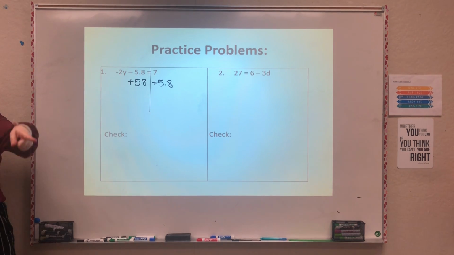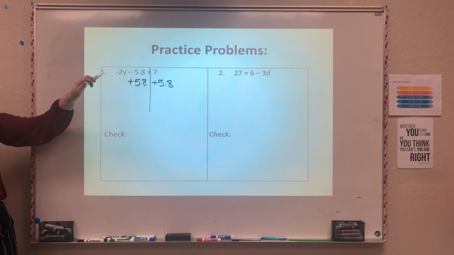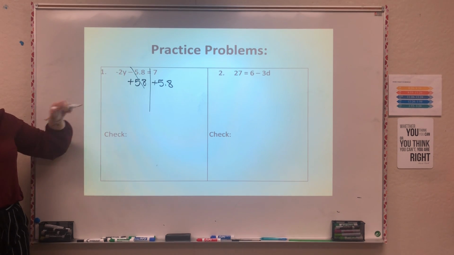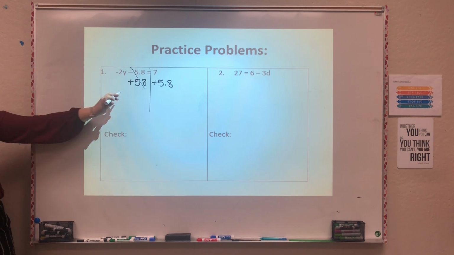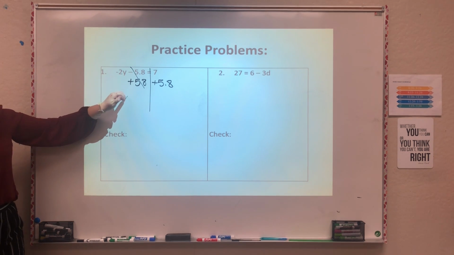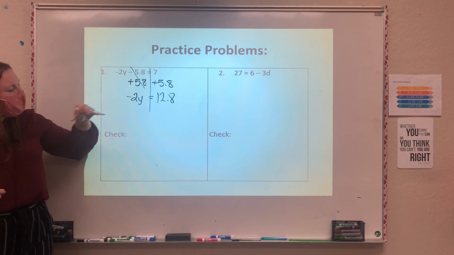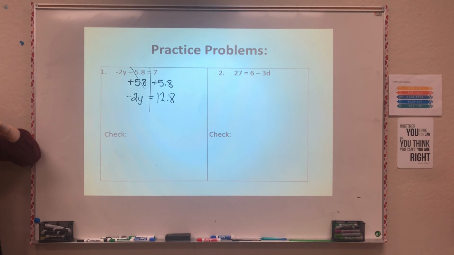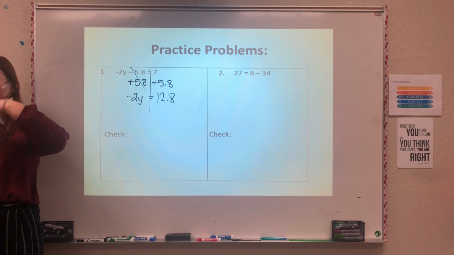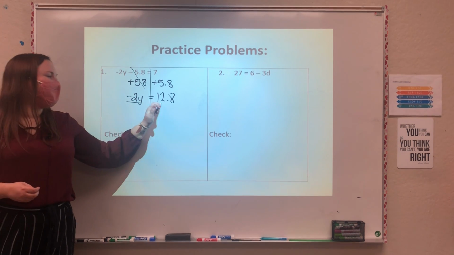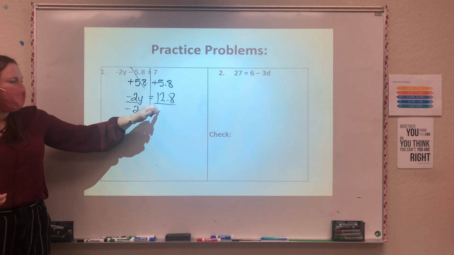And when you add 5.8, Francis, I heard you saying it cancels itself out. When I do that, what does that leave me with? So negative 2y equals 12.8. Nice. What else do you want to do? After that, you need to divide 12.8 by negative 2. I like how you caught yourself and flipped it around.